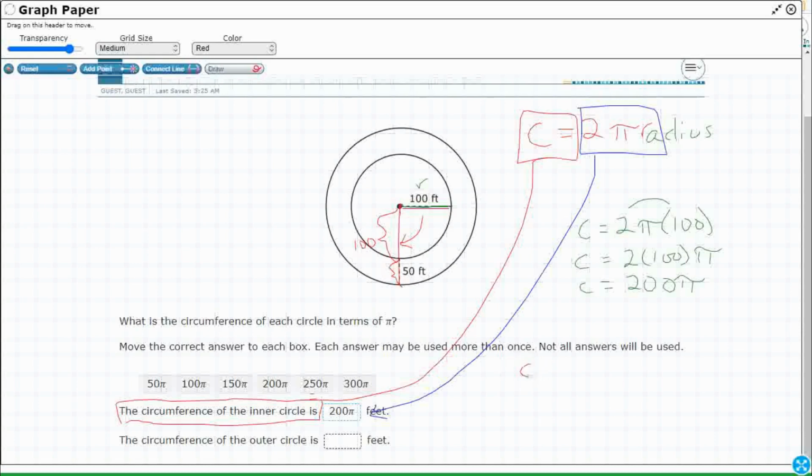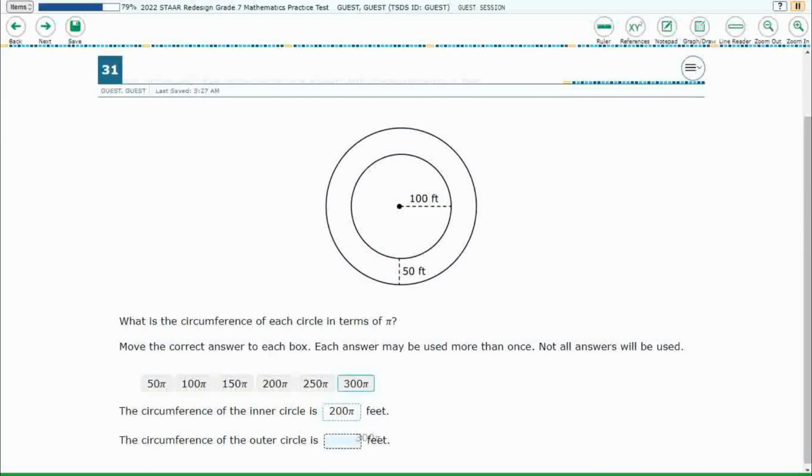So let's write this out. C equals 2 pi, and really it's 100 plus 50, putting both of those together. So C equals 2 pi 150. Let's rearrange it using the associative property so I can put it in a different order. What is my 2 times 150? That's 300. Keep that pi. And there is our answer, that final one. So we're going to slide this down here, and those are our two answers: 200 pi for the inner circle, 300 pi for the outer circle.